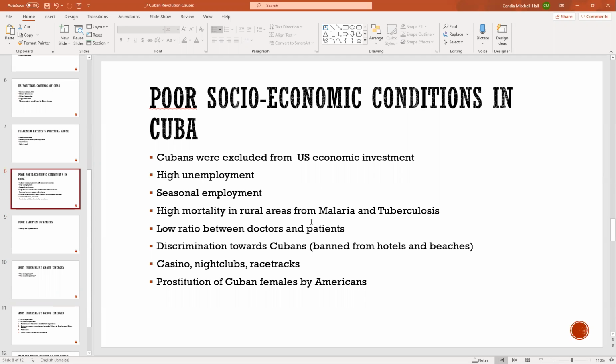There were a lot of deaths, malaria and tuberculosis deaths in the rural areas. Not enough doctors to care for patients. There was a lot of discrimination towards Cubans because Cubans could not go onto the different beaches and the hotels, they were banned, in your own country. The Americans had a lot of casinos and nightclubs and racetracks. And all the American males coming to Cuba to prostitute their females. They don't want your daughter and your children to be living as prostitutes.